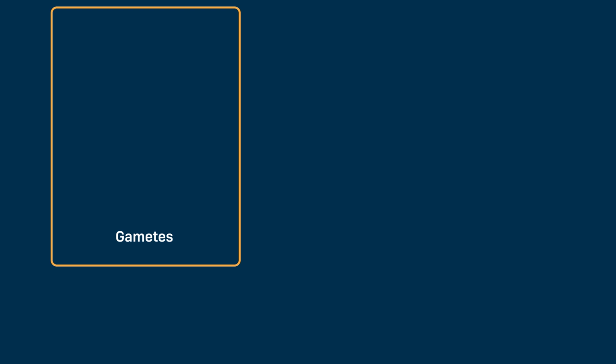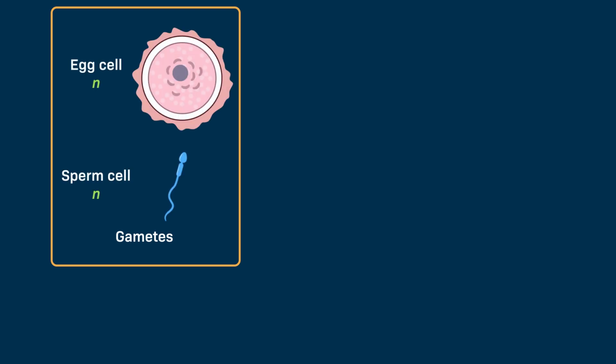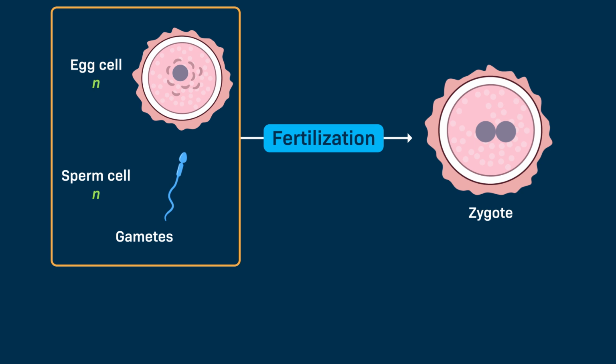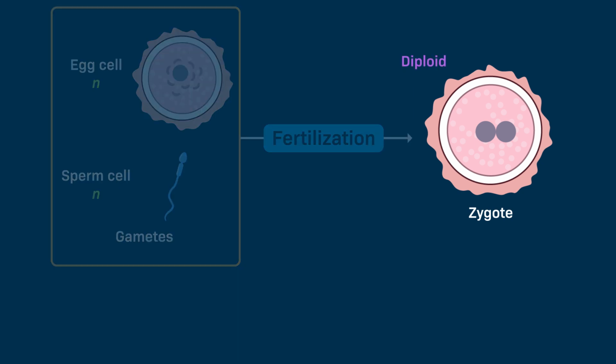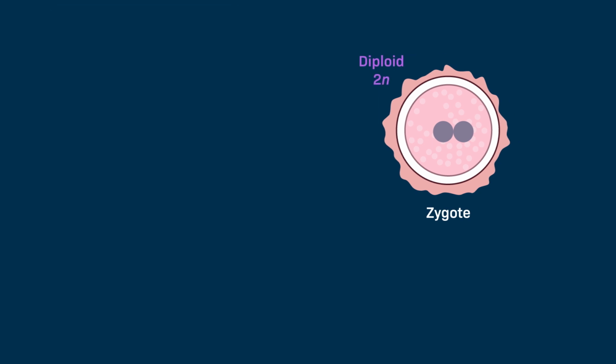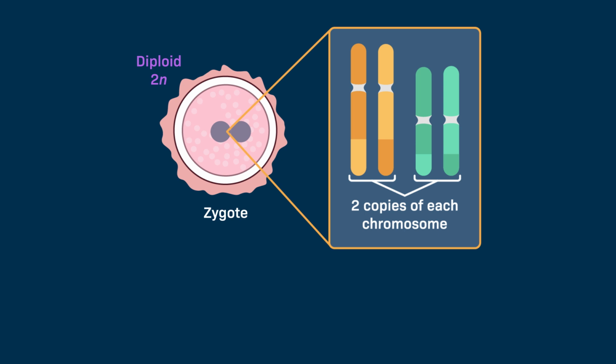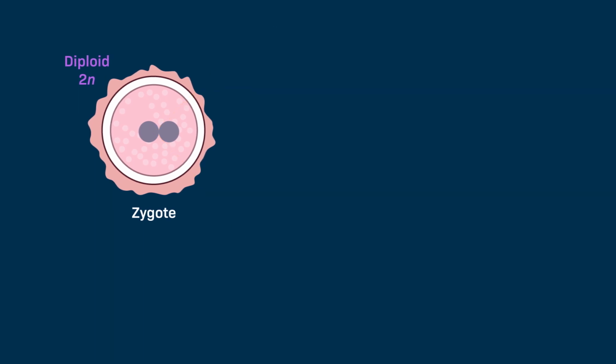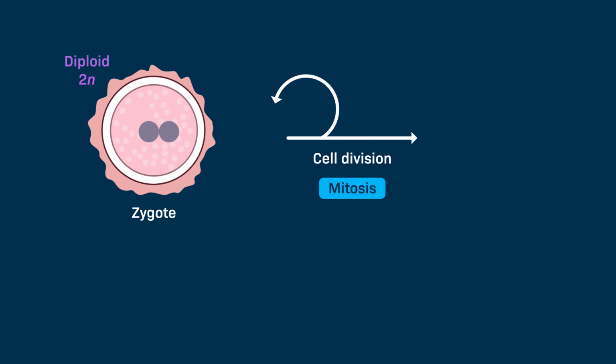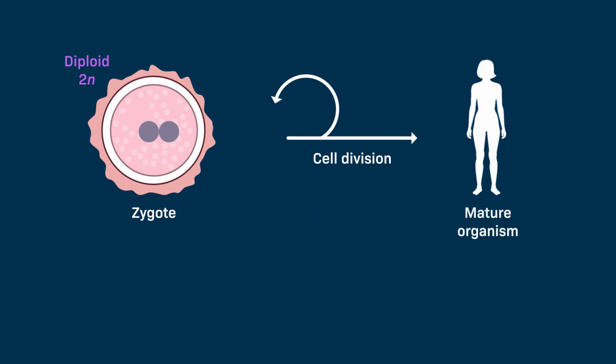Two haploid gametes, specifically an egg and a sperm cell, randomly fuse during fertilization to form a zygote. The zygote is diploid, which is designated as 2N, as it has two copies of each chromosome. The diploid zygote undergoes multiple rounds of cell division, either mitosis or meiosis depending on the species, and eventually develops into a mature organism.